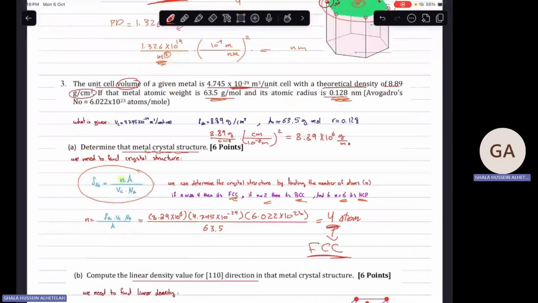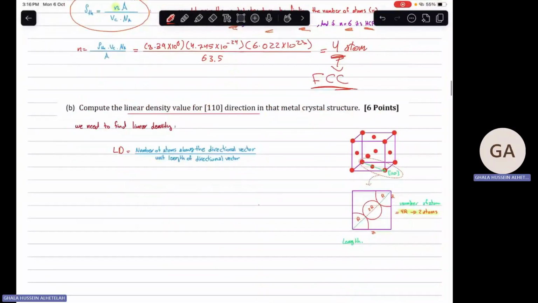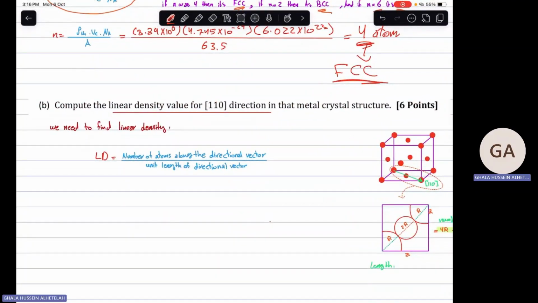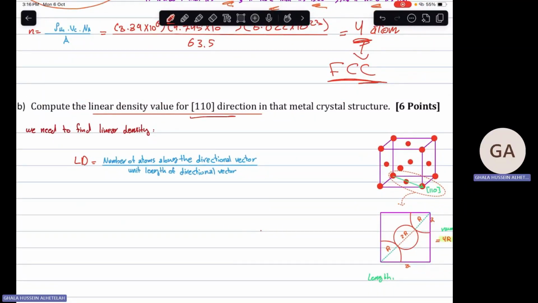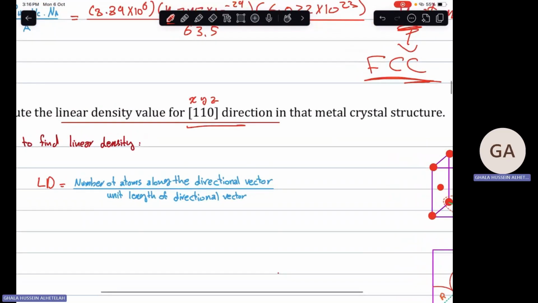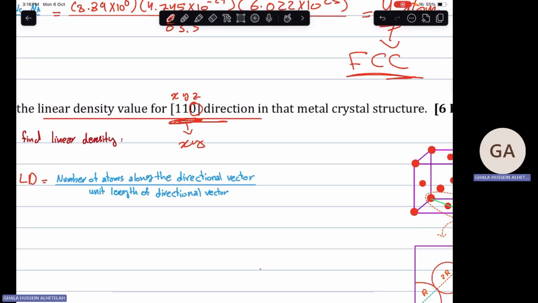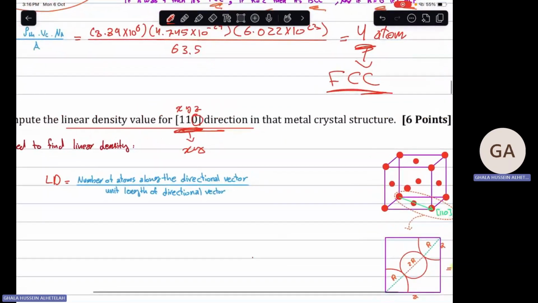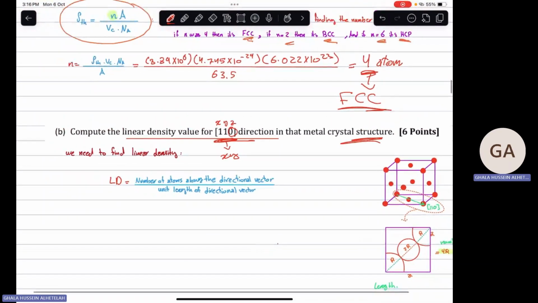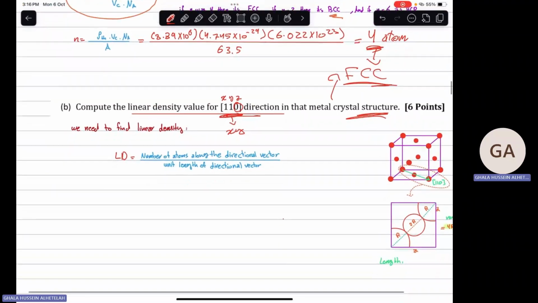Okay. Let's move on to the other question. He asked us to compute the linear density for this direction, 110. Okay, this is X, Y, and Z. Based on this direction, we can tell that it is along the XY direction. There is no height in this direction. It is the XY plane. And also, it is an FCC structure based on what we got in the previous part.